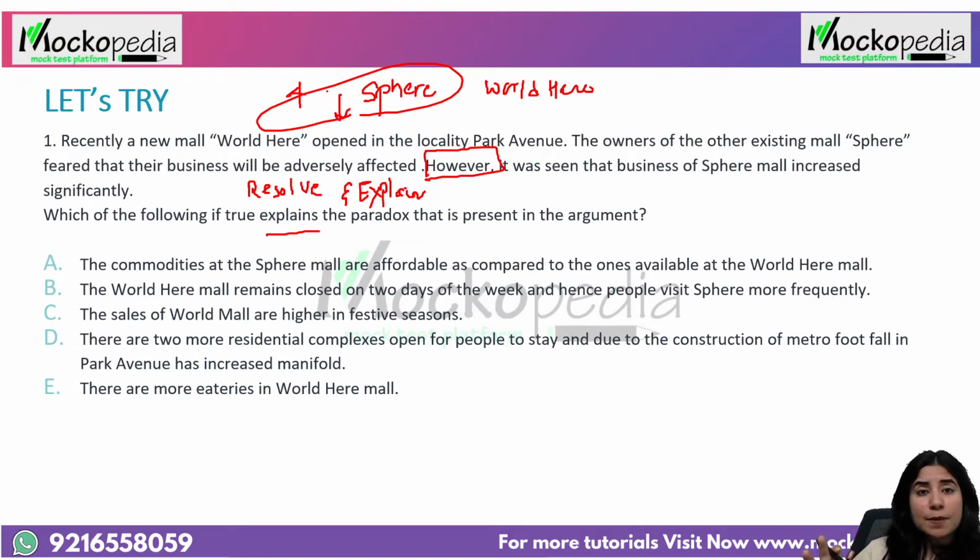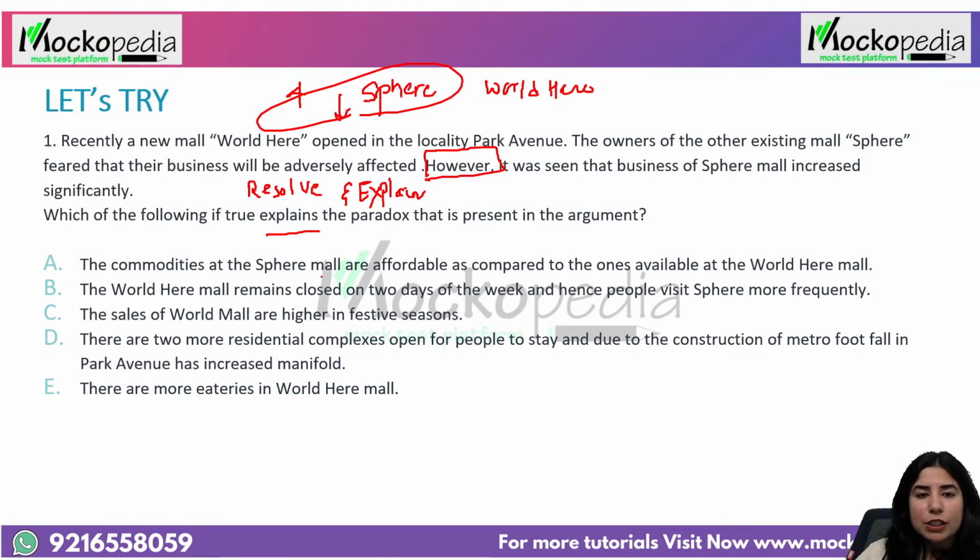So the first thing that is important is that you are able to understand what the disagreement or the conflict is all about. There was one locality, the name of the locality is Park Avenue. There was an existing mall there, a new mall came, so the existing mall's business should have gone down, but it increased. So an answer choice that can explain why this would have happened would serve as the right answer. Right? So let's explore the options.